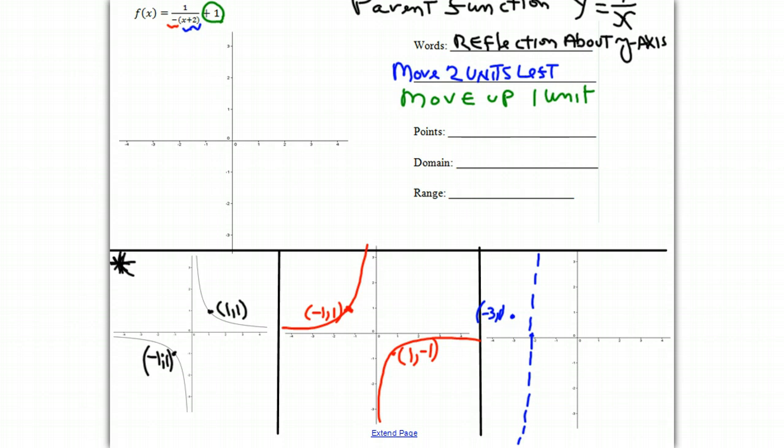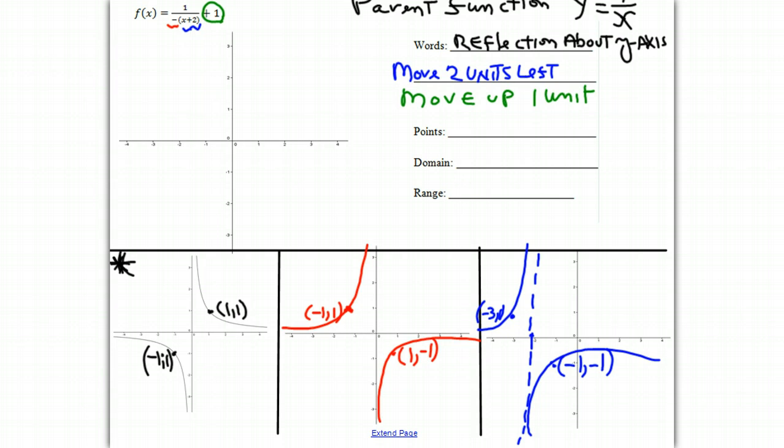And our other point, which is at 1, negative 1, moving 2 units to the left, will be at negative 1, negative 1. And now we should be able to sketch our graph, keeping in mind the x-axis is an asymptote, plus this new vertical line is an asymptote through negative 2. And it's something like that.